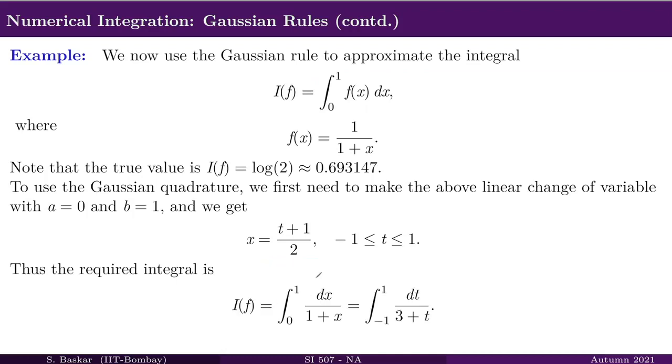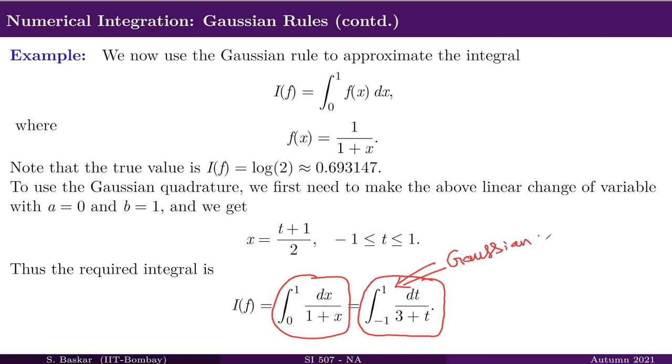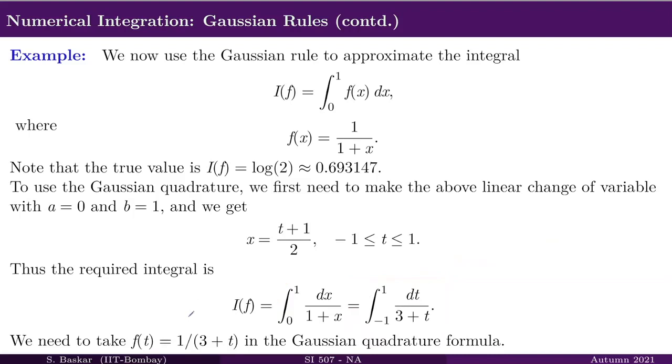And therefore, you actually want to evaluate this integral that can be equivalently written like this. And since this integral is over the interval -1 to 1, Gaussian rule can be applied to this integral, not to the one which you want. Okay, so that you should keep in mind. And now once you know on which integral we have to apply the Gaussian rule, you can go ahead and do that. Remember, f is 1 by 3 plus t, not this one.